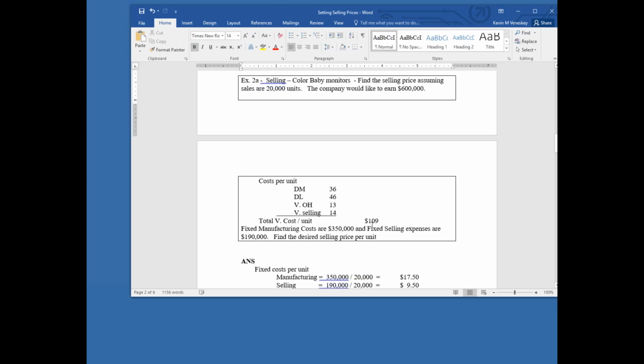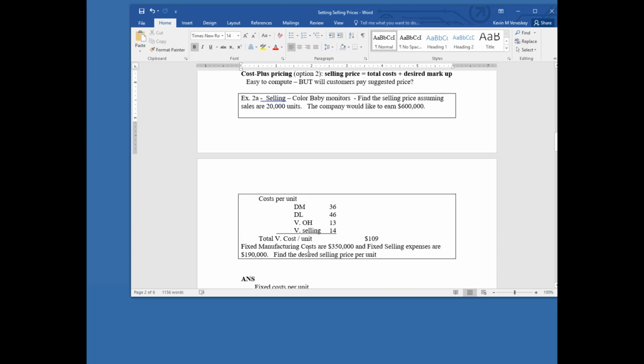So we know we can't sell it for anything less than $109. That's just going to be at the bare bones. It's kind of like the break even, but not really, because I'm not even factoring in my fixed costs. So then down here, I've got my fixed costs, and those are always stated in a yearly amount, because those amounts per unit are going to depend on how many units I make.